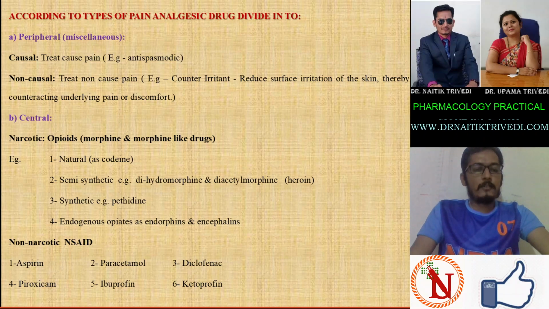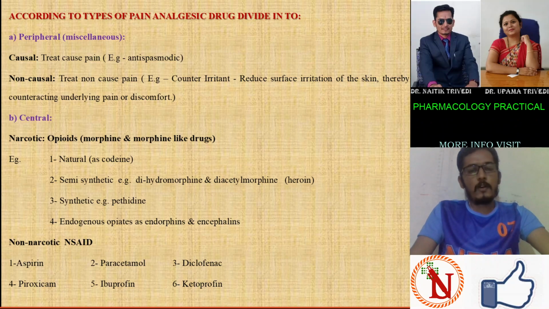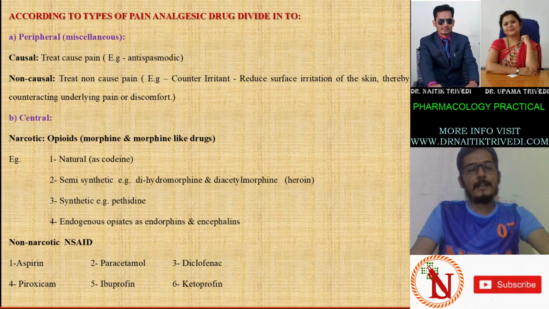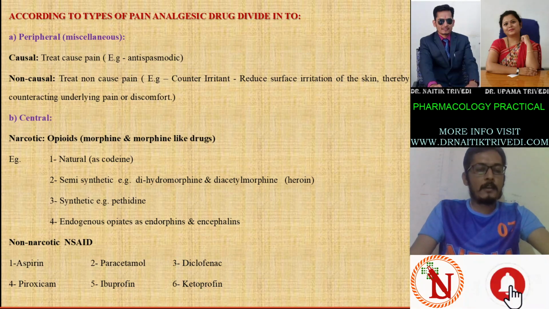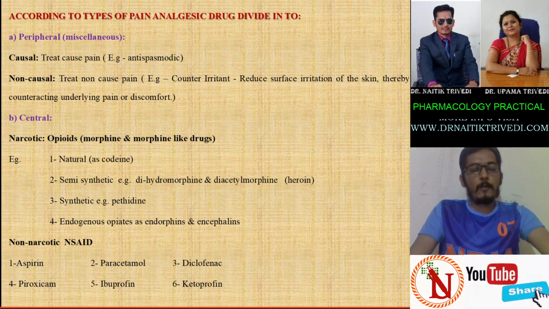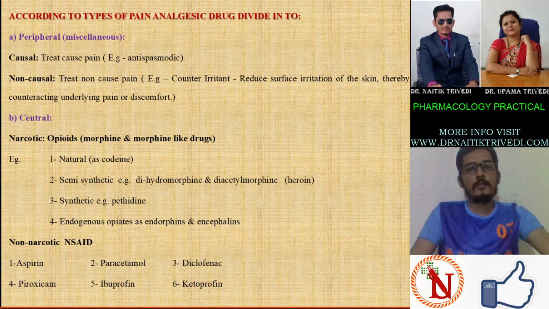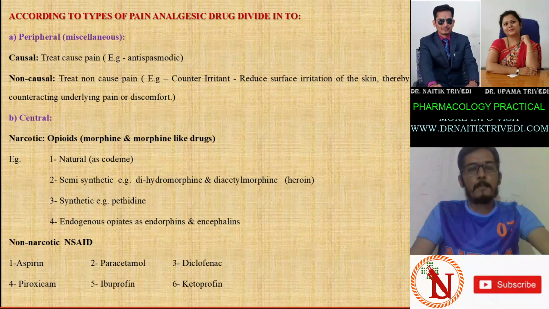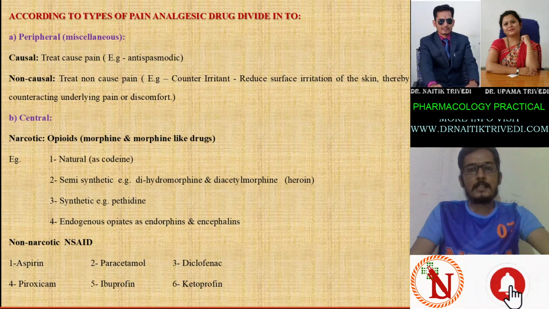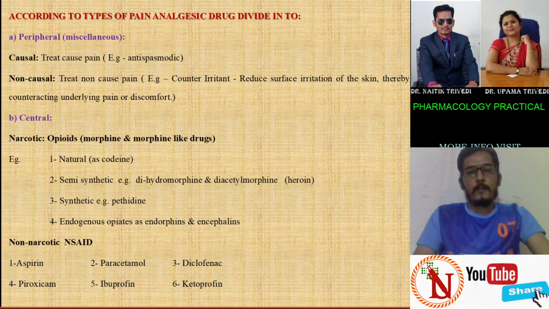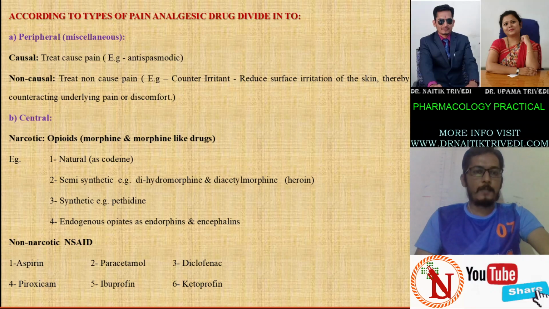And next are the non-narcotic drugs, which are also known as non-steroidal anti-inflammatory drugs. Examples are aspirin, paracetamol, diclofenac, piroxicam, ibuprofen and ketoprofen. Friends, here I have given you the general idea about what an analgesic is and what drugs are used to treat pain. Now we'll go towards the practical aspect.